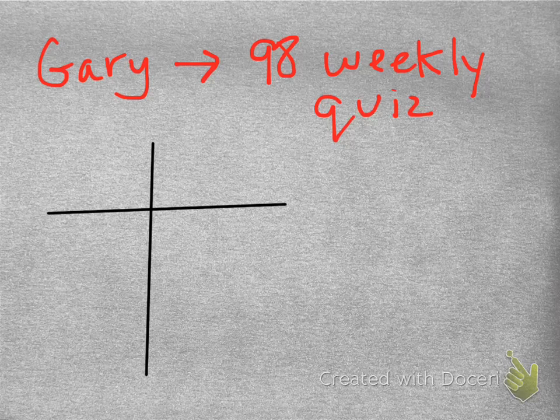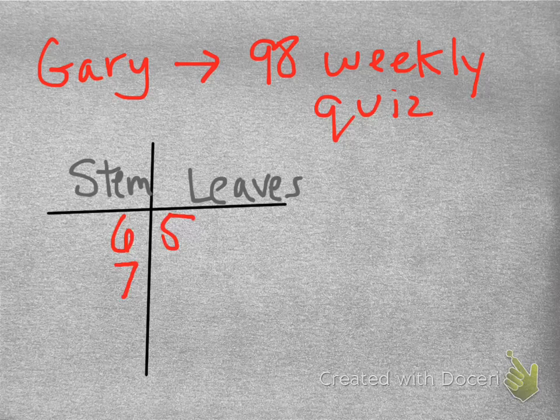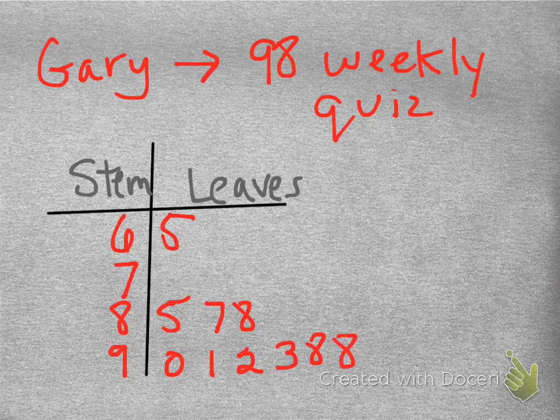Okay, so we're going to make the lines here. Looking in the book, we'll put stem, and then we have leaves here. We're going to go in numerical order. One of his scores was a 65. He didn't score any 70s. Then he had an 85, an 87 and an 88. And then he scored a 90, a 91, a 92, a 93, and a 98, and a 98.